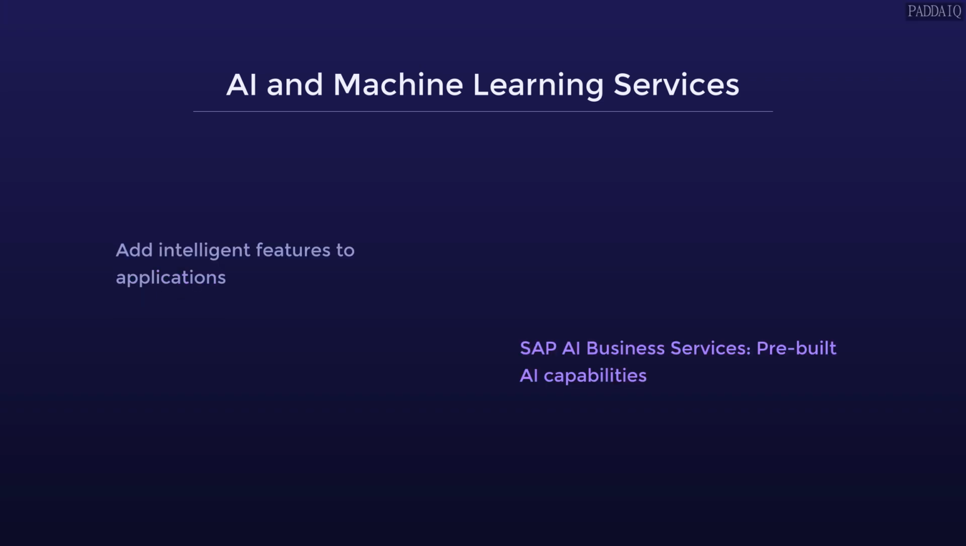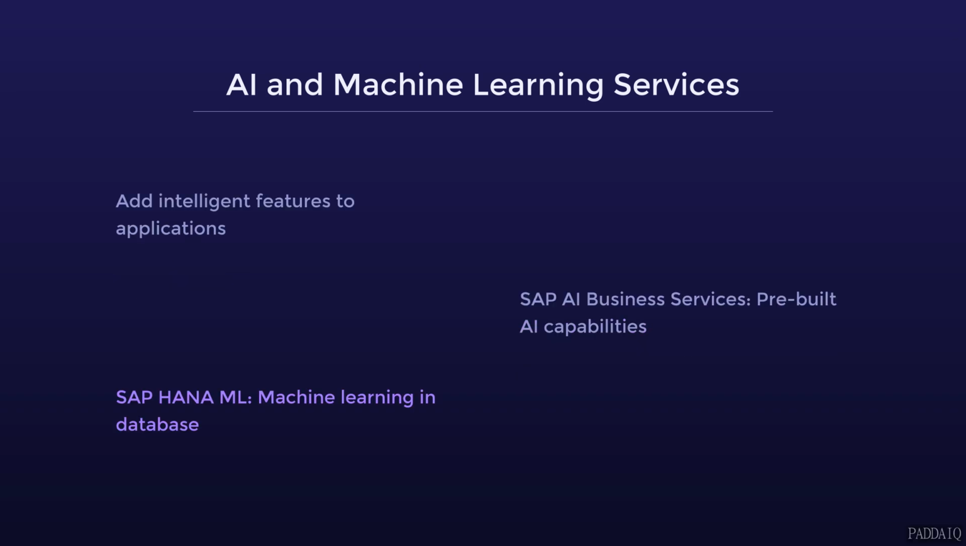SAP AI Business Services, pre-built AI capabilities. These are ready-to-use AI tools integrated into SAP applications, so you don't need to build models from scratch. For example, the service can automatically scan incoming invoices and extract key data like vendor names and amounts. This directly accelerates business processes by embedding intelligence into your core operations.